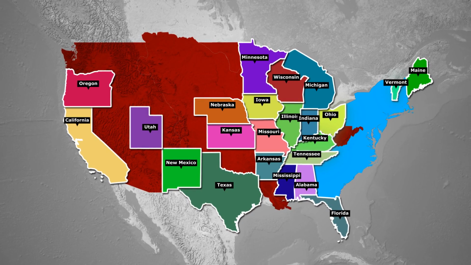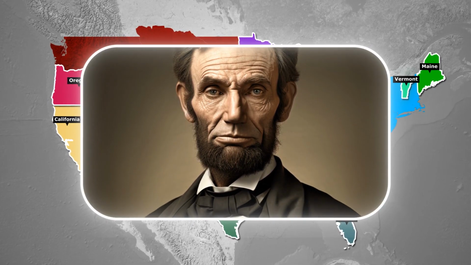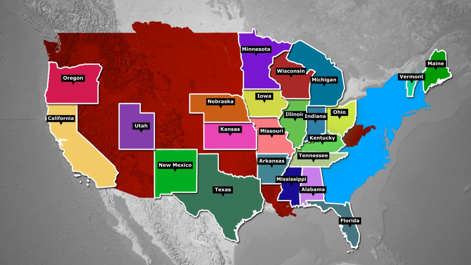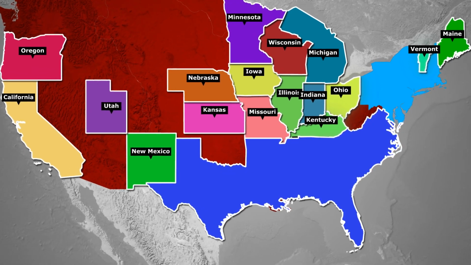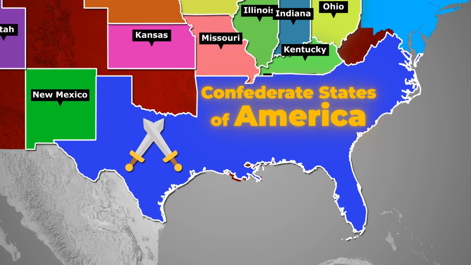Kansas's admission as a free state in 1861, coupled with the election of Abraham Lincoln, an anti-slavery Republican, as president, was the final catalyst for Southern secession. 11 Southern states seceded from the Union, forming the Confederate States of America and precipitating the Civil War.